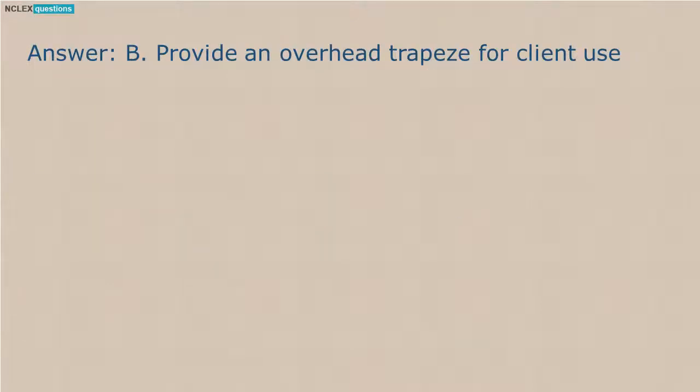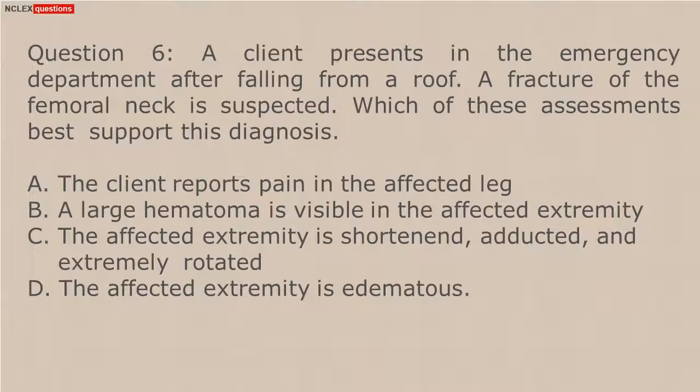Answer, B. Provide an overhead trapeze for client use. Question 6. A client presents in the emergency department after falling from a roof. A fracture of the femoral neck is suspected. Which of these assessments best support this diagnosis? A. The client reports pain in the affected leg. B. A large hematoma is visible in the affected extremity. C. The affected extremity is shortened, adducted, and externally rotated. D. The affected extremity is edematous.